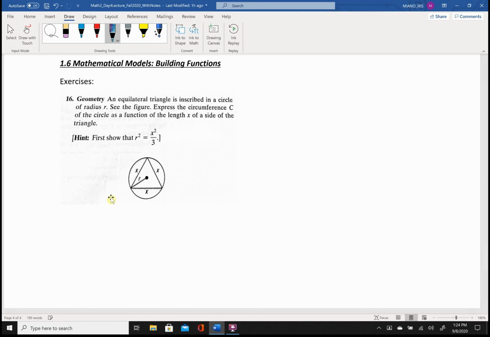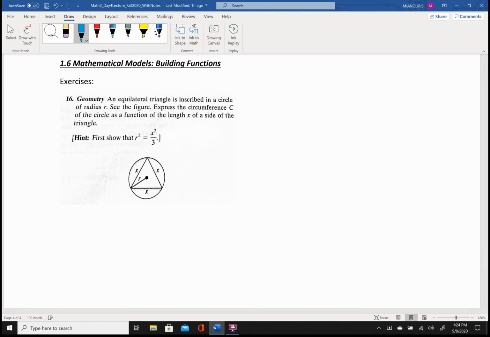Okay, so it's a geometry question. I lifted it straight from your book in section 1.6, and basically for this section, mathematical models, building functions, you really just have to take the hints every time they give you a hint. Try your best to use it, although full disclosure, when I went through this problem, I didn't really use their hint all that much. I went a little bit of a different way with it. I didn't actually find r squared. I found r, and then later I guess I did find r squared, and you kind of have to find it. No, you don't, actually. You don't have to find r squared. You just need to solve for r to find the circumference.